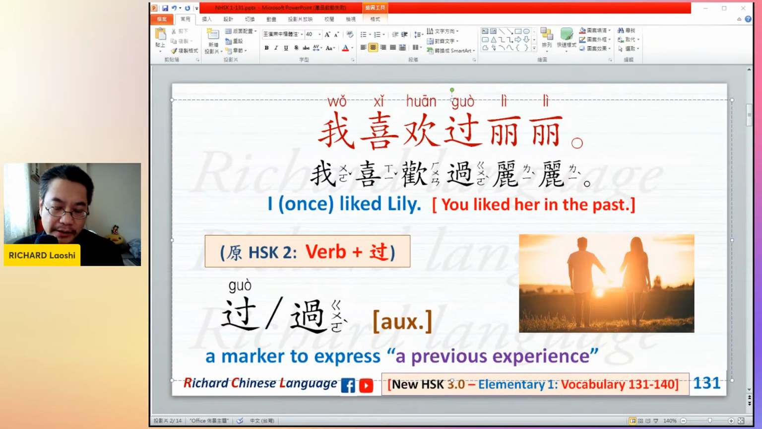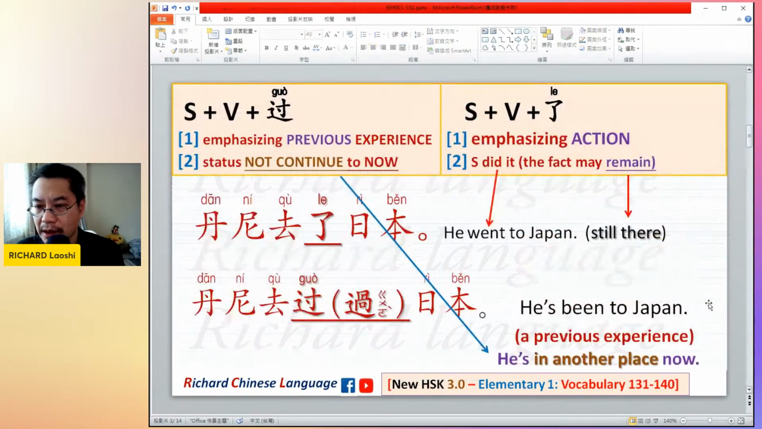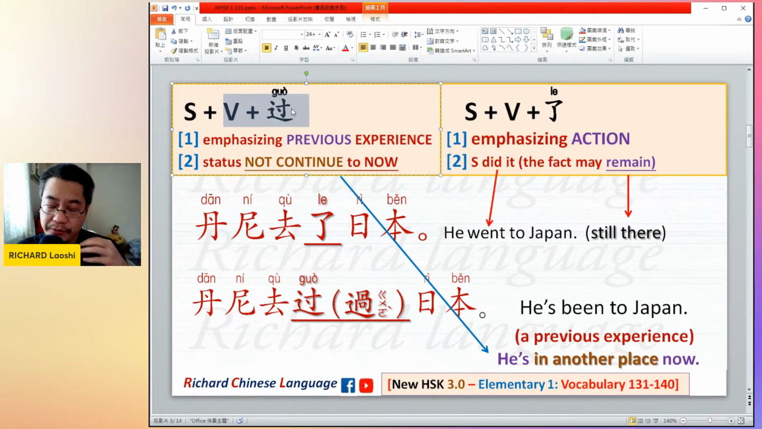Okay, so when you have a basic understanding of this word, let's find out more about the word's meaning. Okay, so let's continue. The basic grammar point for 过 is subject plus verb plus 过. Always remember this. Verb plus 过. This is very important. So no matter what happens, put 过 after your verb.